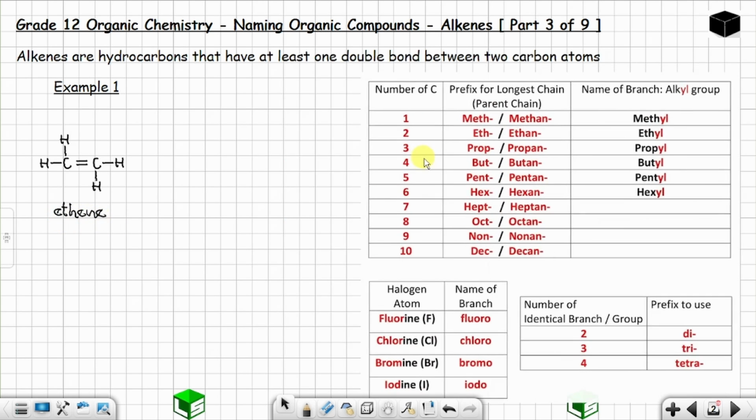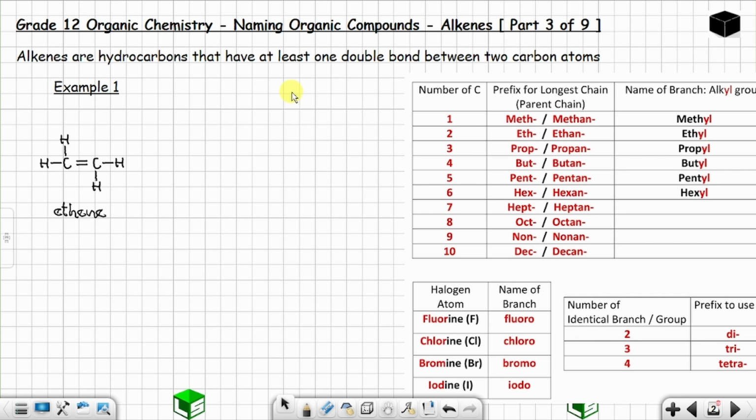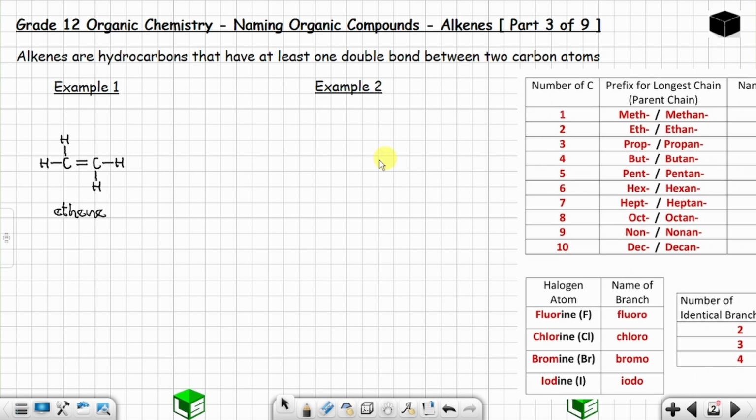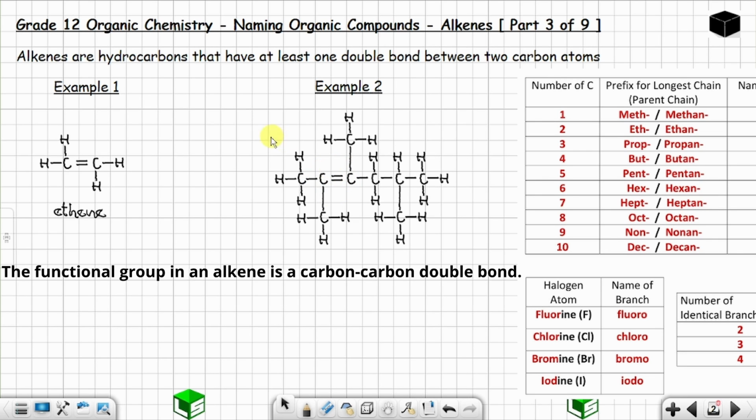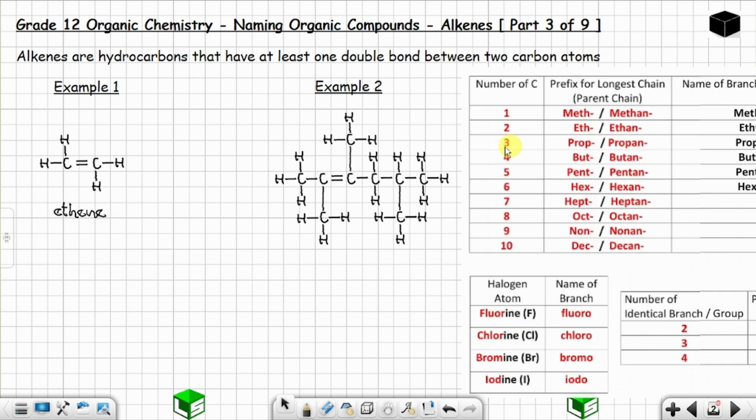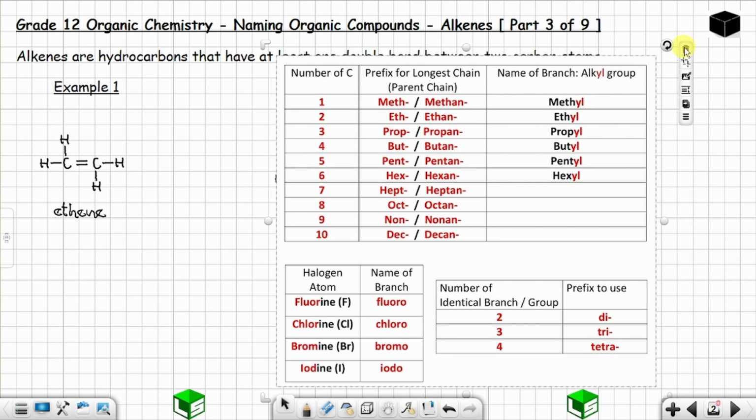Now we are going to see example number 2. We are going to name this organic compound, which is an alkene. You can see this is the functional group for an alkene. The functional group for an alkene is the double bond between carbon atoms.